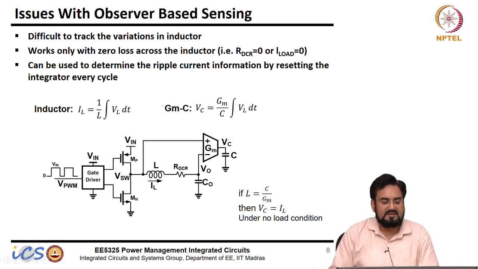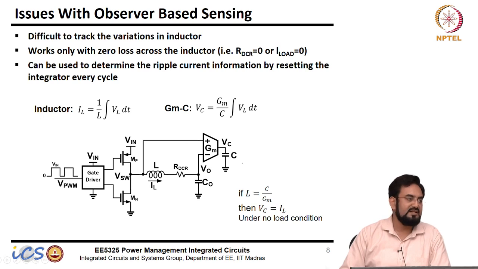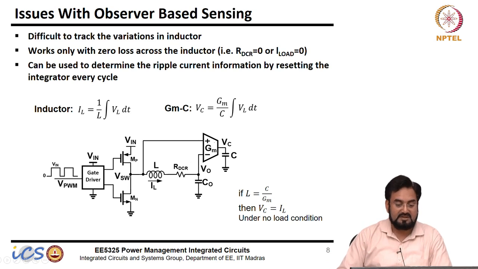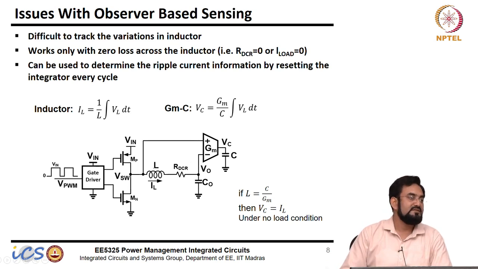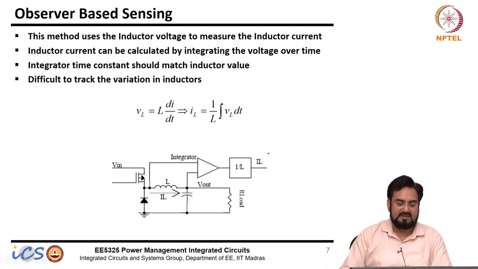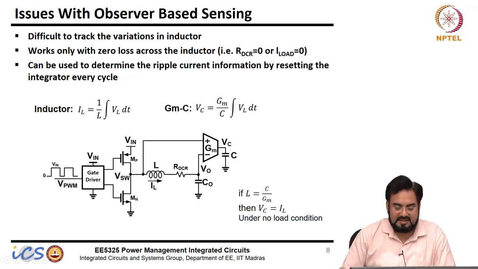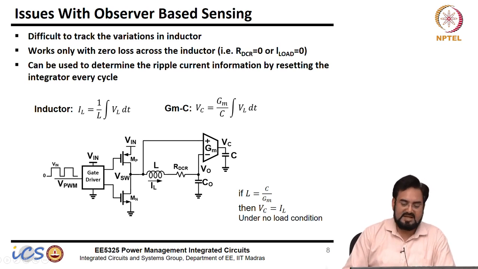So, you can use it for ripple information, and you can reset the integrator every cycle, so that it will not saturate. And if you remember, we did it by connecting a switch in parallel with this, and you reset every edge of the clock. So, you can get the ripple information, and that is also if your gain of integrator is same as the inductor, like 1 by L. So, this condition you have to meet. Okay. So, L is nothing but C by GM. If you match this, then your ripple information you can get.